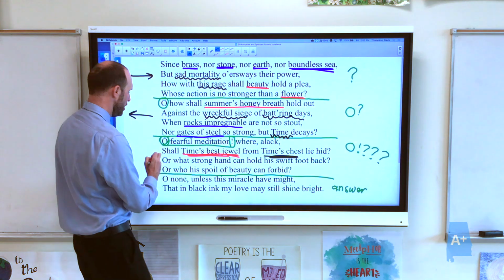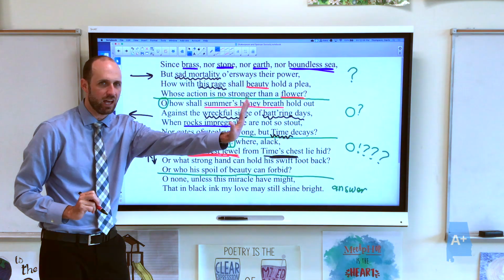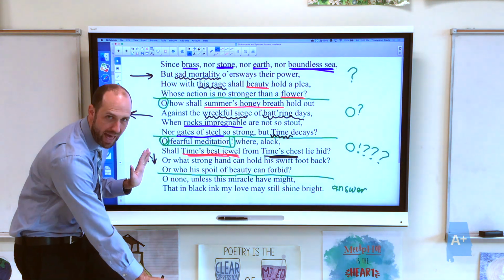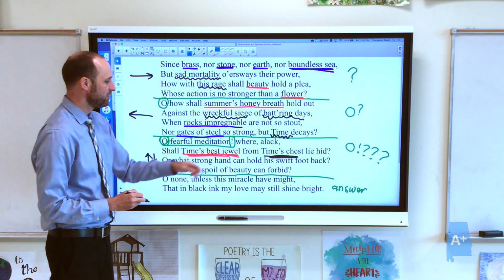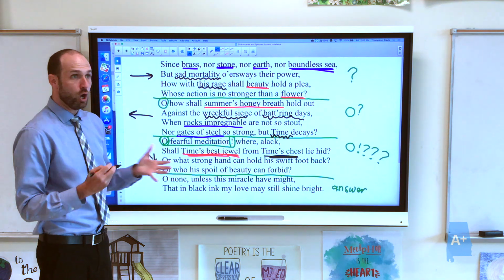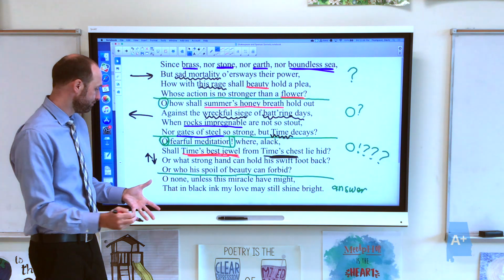And we see that Shakespeare does what I call that balanced line where he says, what strong hand can hold his swift foot back? Because time is a quick thief, and time is a thief here. Who his spoil of beauty can forbid? Who can stop time? Oh my gosh, we're at the end of the poem. We need to have an answer.